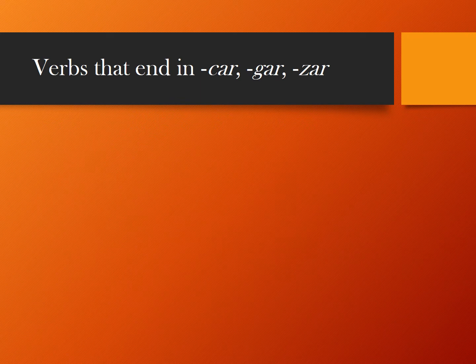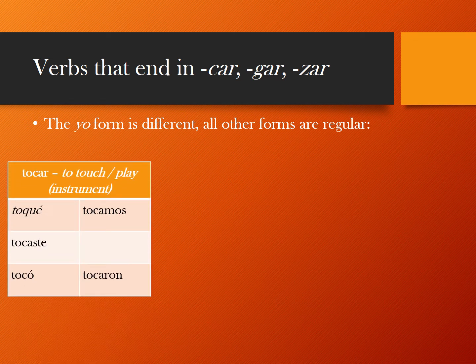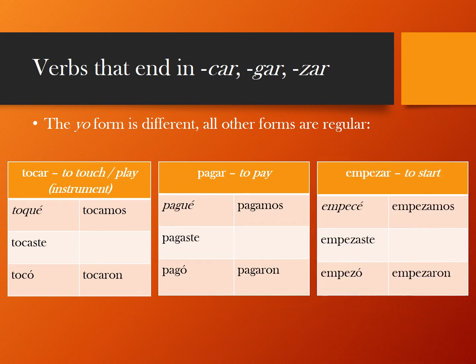If the verb ends in car or gar or zar, the yo form is going to be different. Tocar, toqué, Q-U-E. Pagar, pagué, G-U-E, with an accent. Empezar, empecé, C-E, with an accent. Why does this happen, you may ask? Well, look at tocar. If you don't change the C to a QU, then the C turns into a soft C in front of E. C in front of E is soft. It would be tosé. And you don't want that sound. You want it to stay hard.